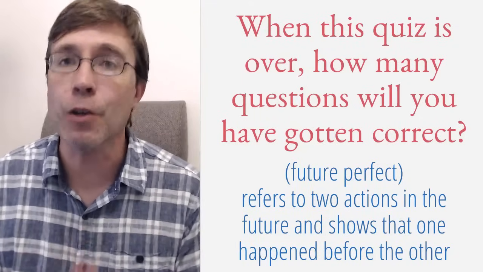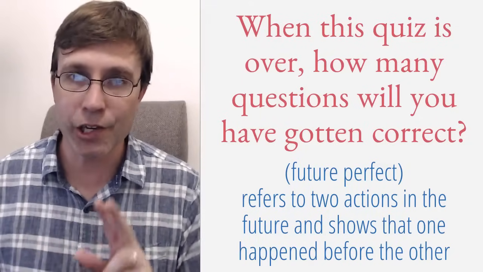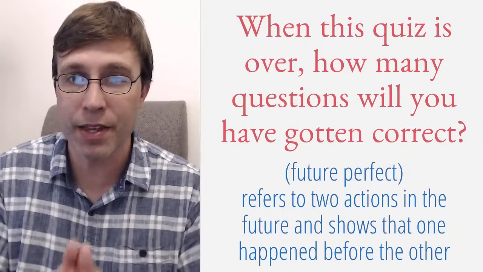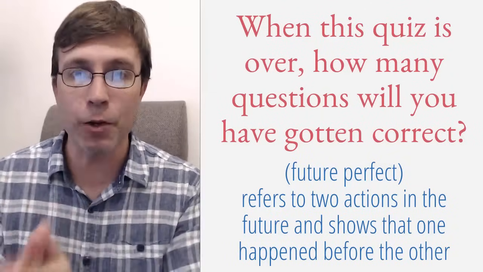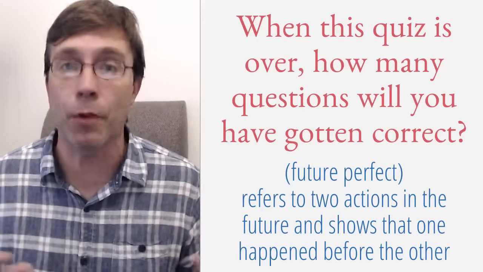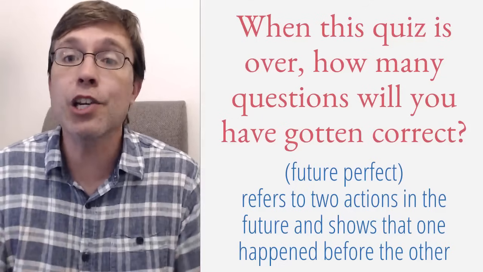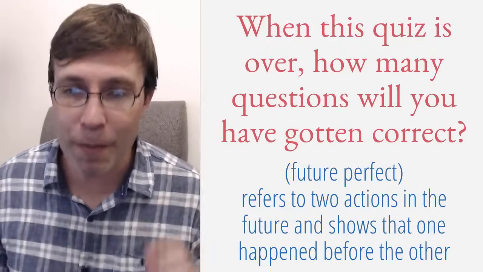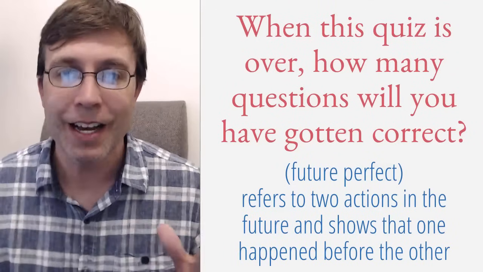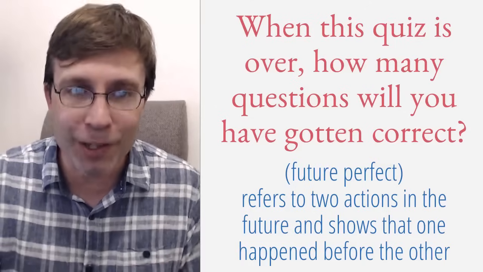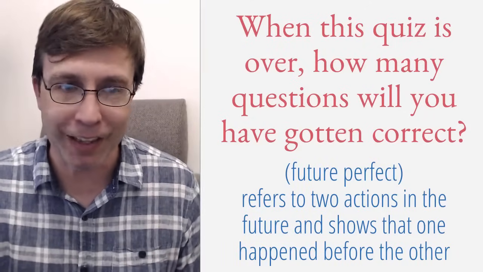So again, the future perfect. Two actions in the future, one happened before the other. So when this quiz is over, it's in the future. Something has happened. You've already gotten some questions correct. We don't know how many, which is why I'm asking you, how many questions will you have gotten correct? So remember, that is the specific construction that you would need to use. Will you have gotten? That was a little more difficult, a little more challenging.